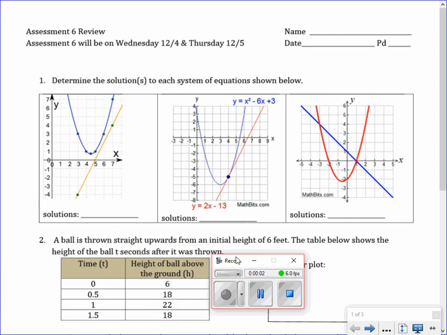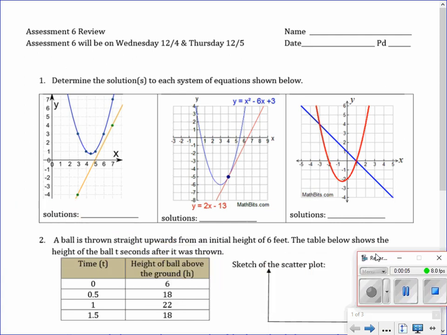All right, so here is the review for assessment number 6. In this first problem, we have to look at the system of equations. Each of these systems has a parabola and a line, and so we have to tell where they intersect. Well, this first one right here, they do not intersect at all, so there is no solution.